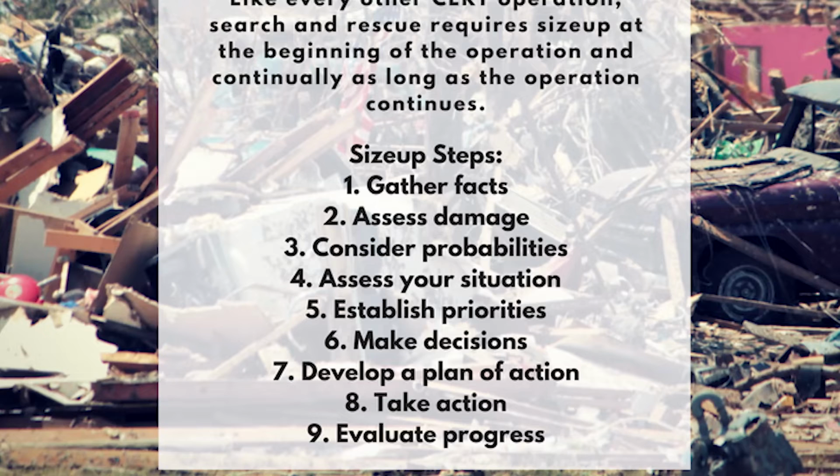So in the 9-step process, they are gather facts, assess damage, consider probabilities, assess the situation, establish priorities, make decisions, develop a plan of action, take action, and evaluate the progress. And so there is a checklist. We'll show that to you here. We'll even put it in so that you can download it if you like. It's from the CERT manual. But this is something that we should try to utilize as best as possible.